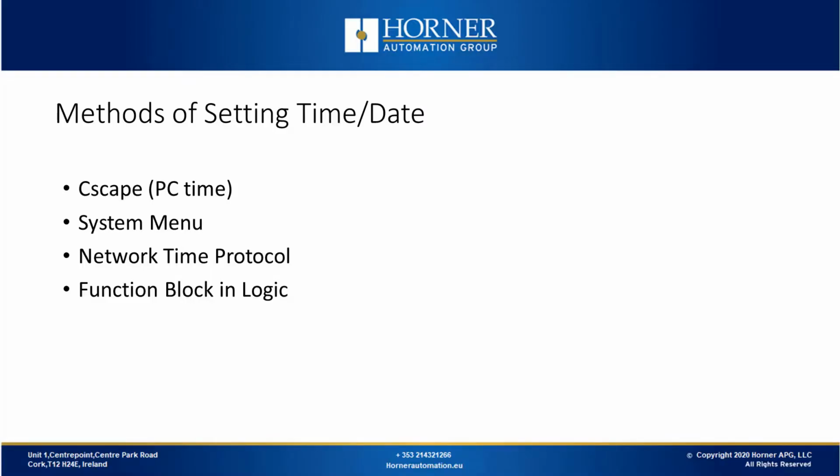Next, let's talk about the different methods of setting time and date. There are 4 different ways we can do that. We can set it from our PC in Cscape. We can set it from the system menu. We can use something called network time protocol, or we can use function blocks and logic.